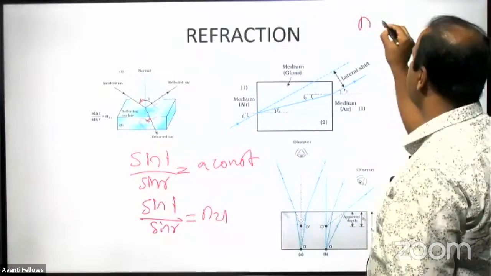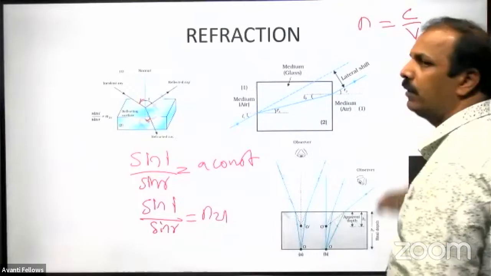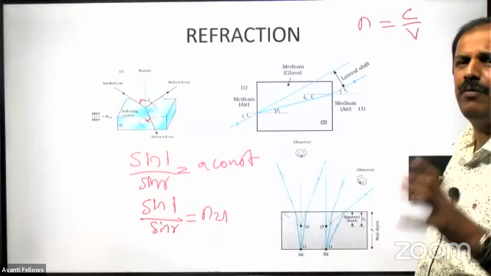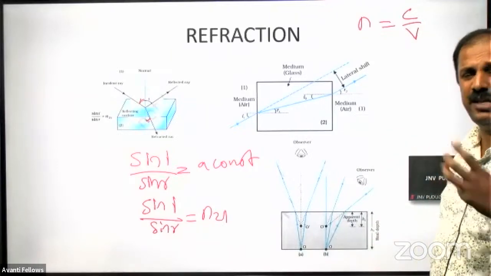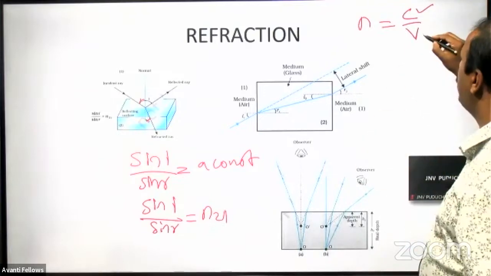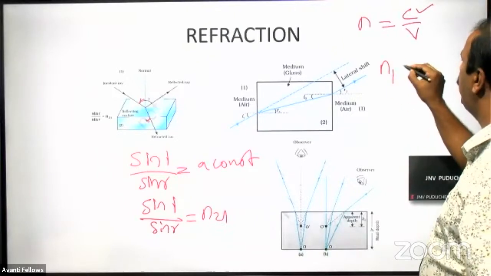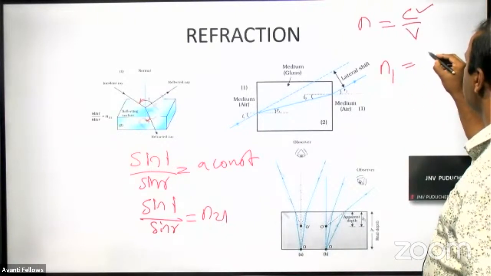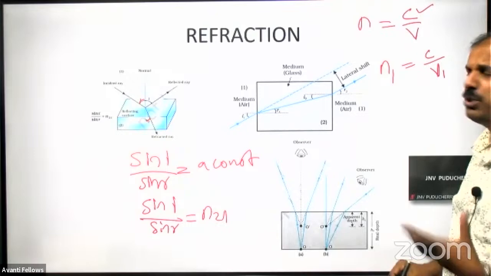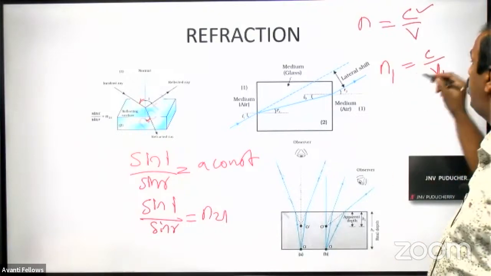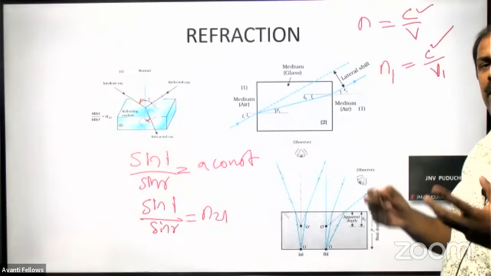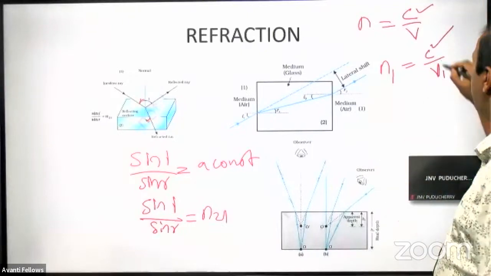So the refractive index is n equals c by v. If it is n1 or n2, if you simply use the word refractive index, it is called the absolute refractive index. That is, we are comparing with the vacuum: the speed of light in vacuum divided by the speed of light in the medium. So if you write n1, it will be c by v1. If you have confusion whether it is v by c, you should know the refractive index will be more than 1. So in the numerator you should get the bigger value. The speed of light in vacuum will be bigger than the speed of light in any other medium. So it will be c by v.